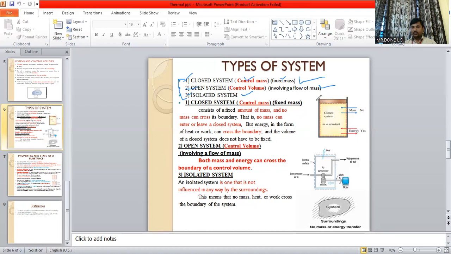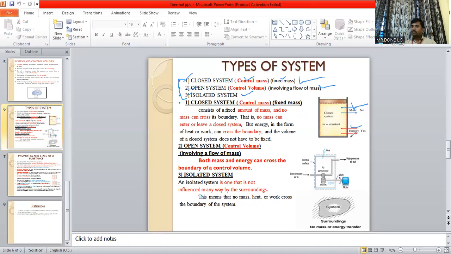See here, in this figure, a closed container is shown. M is equal to the mass of the gas, which is constant. There is no interaction of mass in this system, but there is interaction of energy. Energy can cross the boundary of the system.